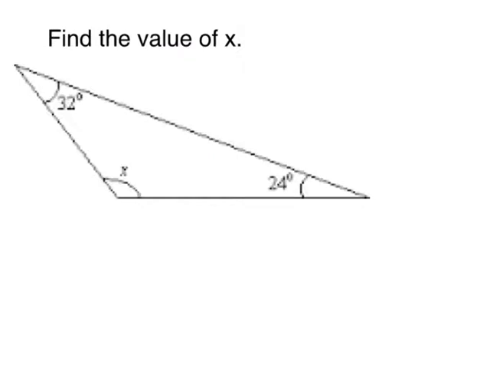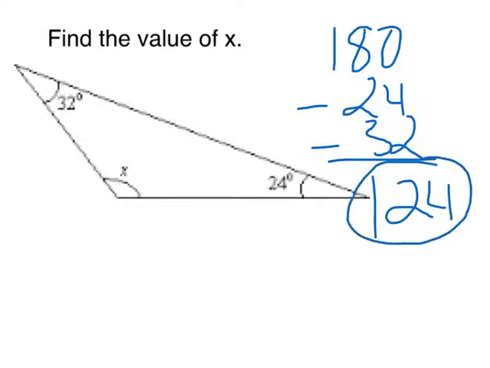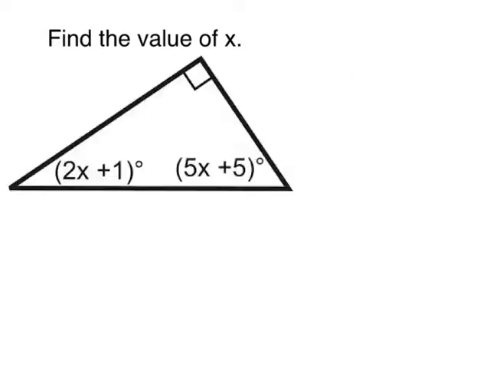Alright, so they want you to find the value of x. So if you take 180, you know all three angles have to add up to 180. So you do 180 minus 24 minus 32, you will get 124. So x equals 124 degrees. Let's move on to the next one.